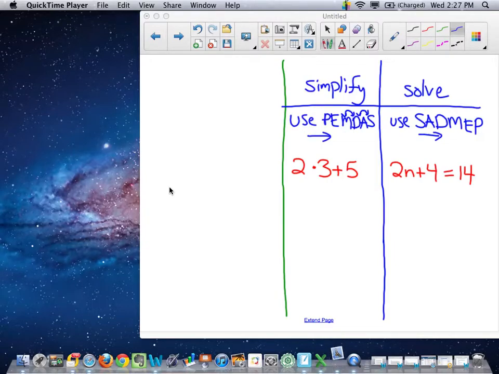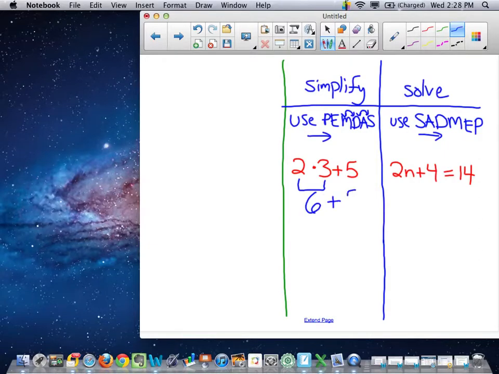solving. So if you look on the smartboard, simplifying, you use PEMDAS. It's order of operations. You guys have been doing it for a long time. Notice there's no equal sign because it's not an equation, so you're not solving, you're just simplifying. The first thing you do is multiplication because it comes first in PEMDAS. 2 times 3 is 6, and then you get to addition, and 6 plus 5 is 11.